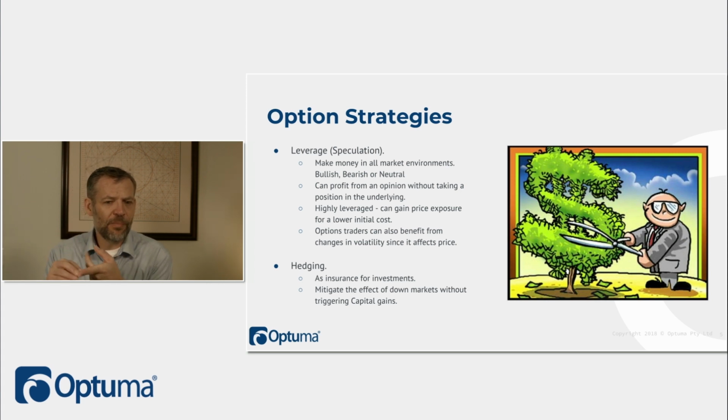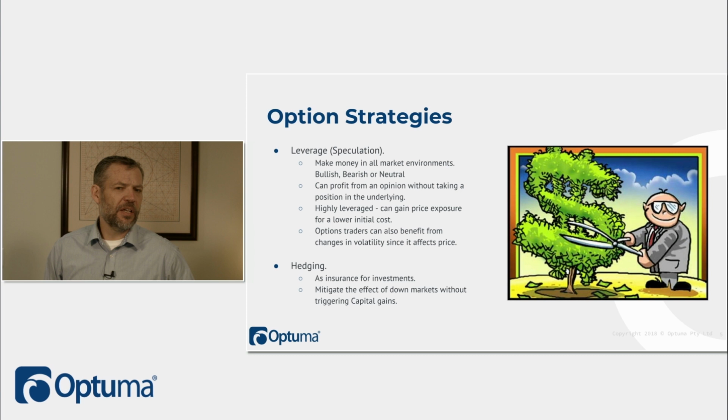The other thing we can do is make money in all market environments, bullish, bearish, or even neutral. When we have markets which are neutral and volatility is dropping and dropping, we can create option strategies that take advantage of rising volatility without there needing to be a bear market reaction. It's just the fact that the volatility's got bigger and you can profit from that as well. So again, there's quite a complex strategy that can profit from an opinion without taking a position in the underlying.